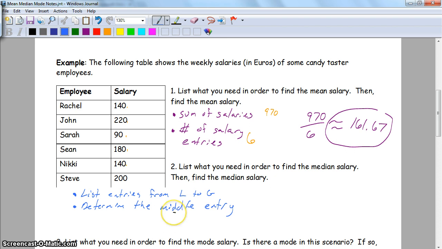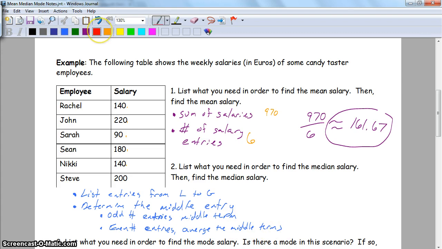Now remember, the middle entry, there's a couple ways to do this. One, if it's an odd number of entries, it's just the middle term. If there's an even number of entries, average the middle terms, or find the mean of the middle terms. Alright, so those are the two things you need to find.